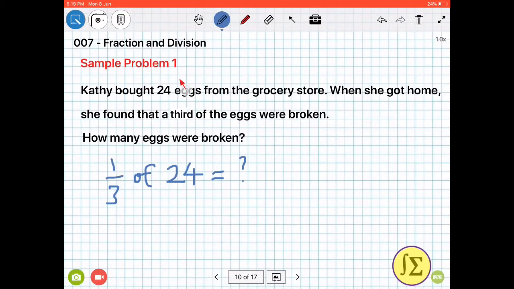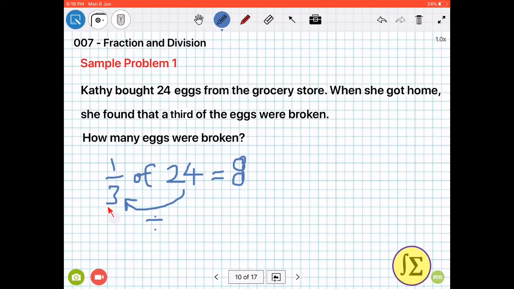Okay, so we know that to get this answer, all you have to do is division. The total divided by the denominator. So 24 divided by 3. So the answer is 8.